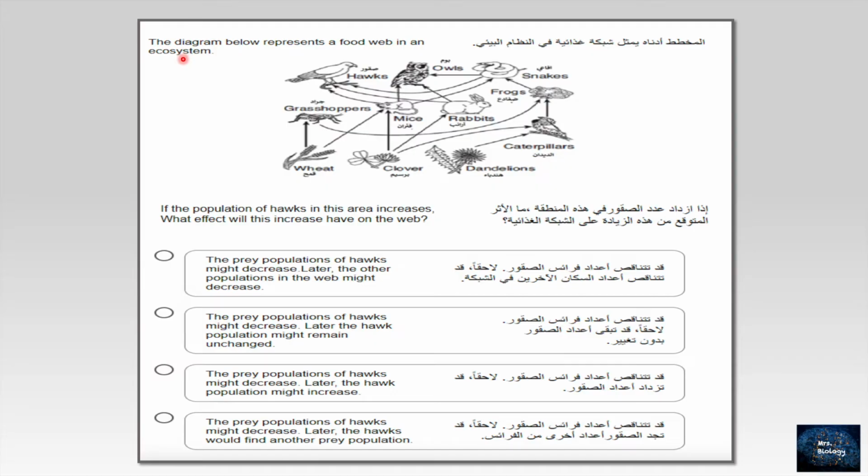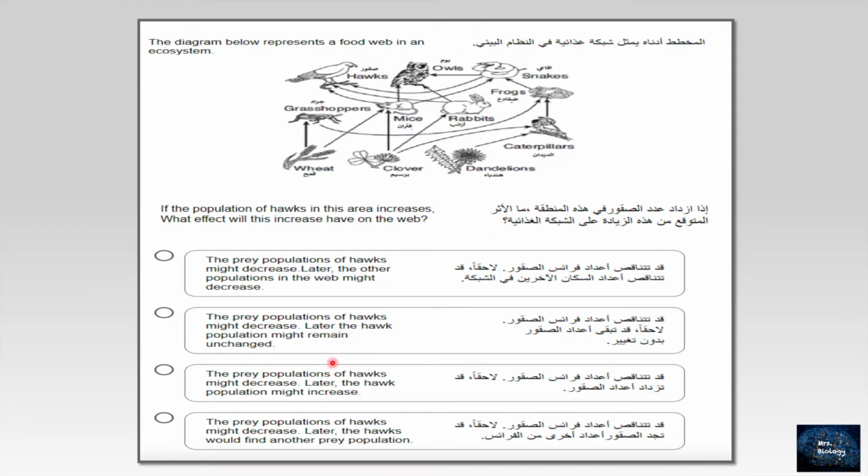Let's read this question. The diagram below represents a food web in an ecosystem. If the population of hogs in this area increases, what effect will this increase have on the web? Let's read the options. The first one, the prey populations of hogs might decrease later, which is right 100%. Okay, the other populations in the web might decrease. Sure, when we have limited resources, it will affect the whole web.